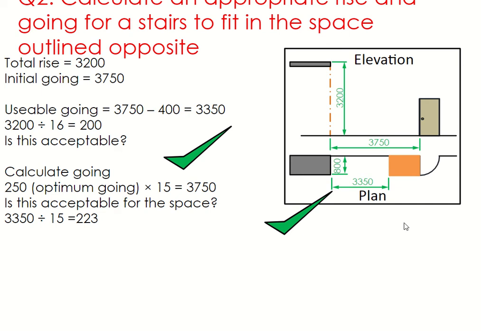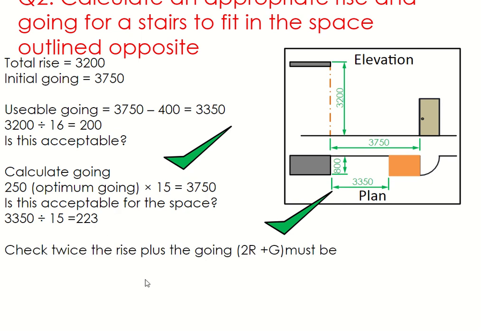The measurements that we are using, once we take the 400 away again, was 3,350. So we're going to divide that by, again, one step less, which is 15. That gives us an answer of 223. So it's just about enough for the going, because it is between 220 and 250.